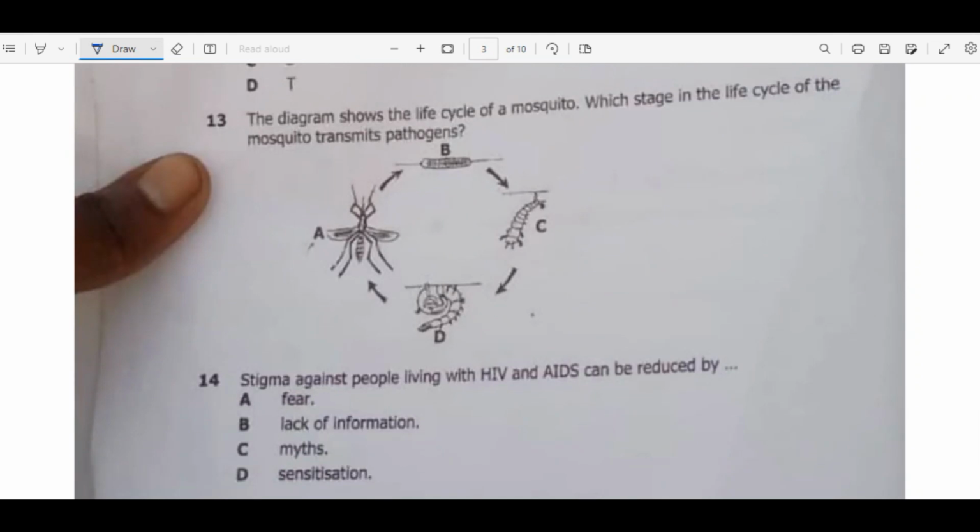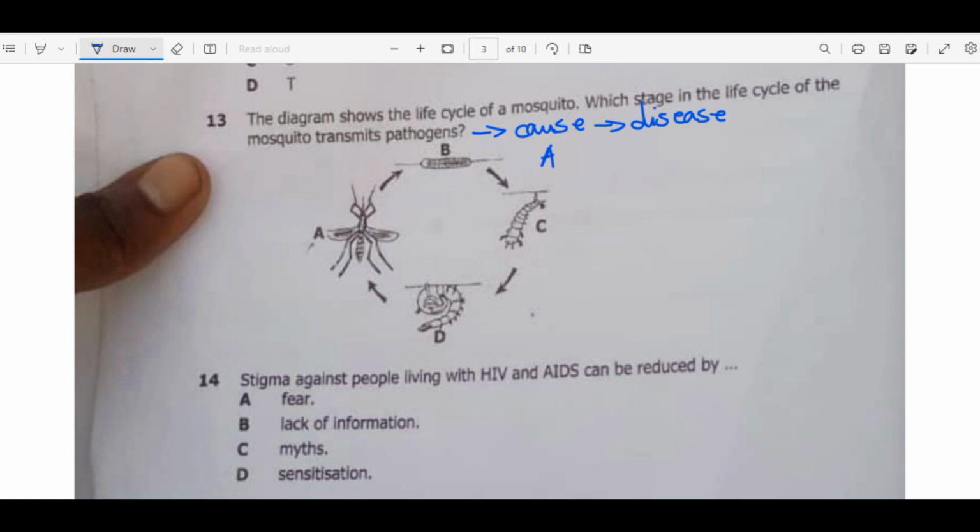We move on to question 13. The diagram shows the life cycle of a mosquito. Which stage in the life cycle of the mosquito transmits pathogen? Now, a pathogen is just a microorganism that has the ability to cause a disease. For this pathogen to cause a disease, it has to move from one position to another position.